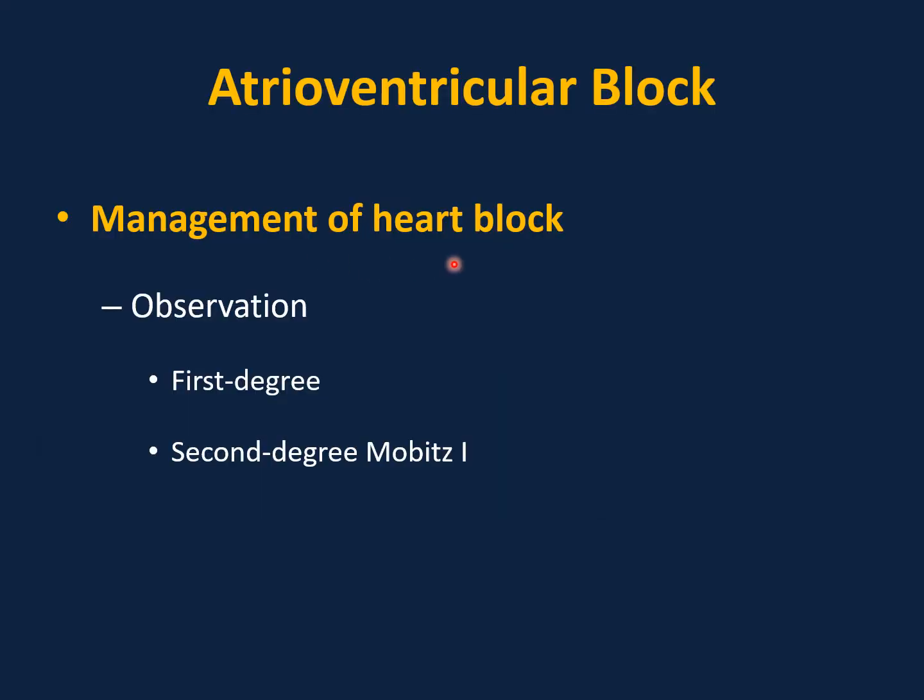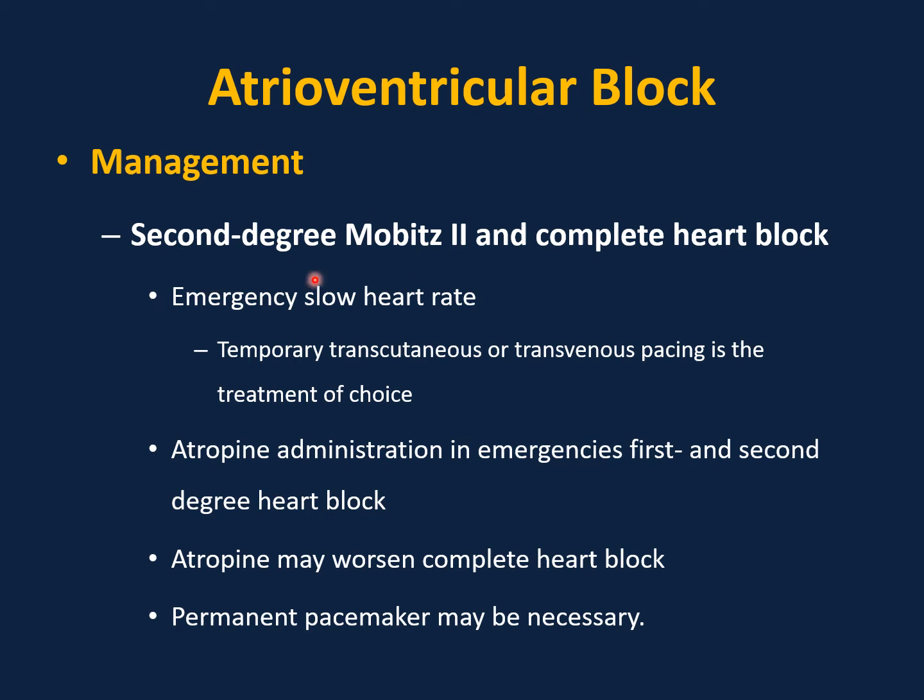Management of heart block: observation for first degree heart block and second degree Mobitz 1. Management of second degree Mobitz 2 and complete heart block in cases of emergency bradycardia, temporary transcutaneous or transvenous pacing is the treatment of choice. Atropine may be used in case of emergency in the first and second degree heart block. Atropine may worsen complete heart block, so choosing atropine for complete heart block is always wrong. So this is a high yield. Permanent pacemaker may be necessary.